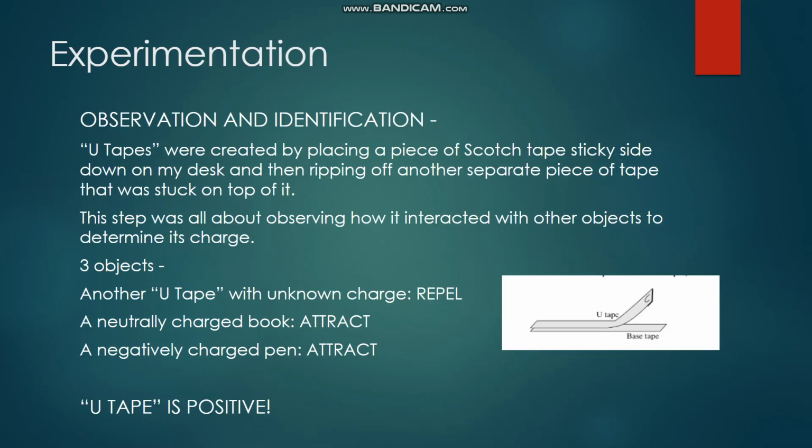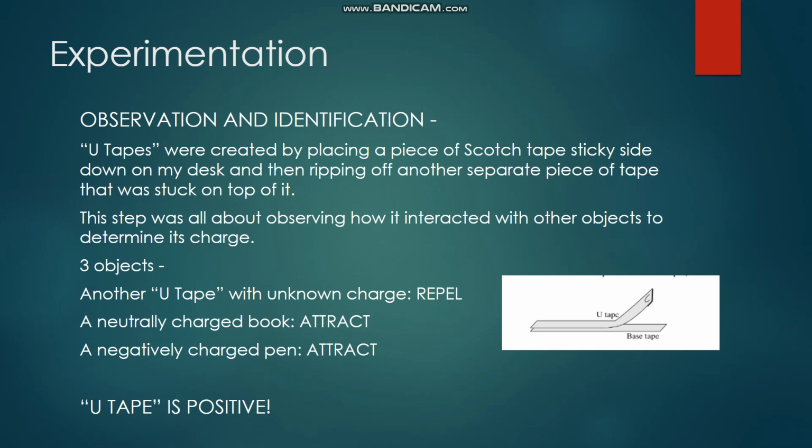So for experimentation, it was two separate parts. You had the observation identification, which was the first part, and in this part, what we did was we created these U-tapes by placing a strip of tape on top of our desk and then another one on top of that and ripping it off, and then supposedly it had some charge and we needed to identify what that charge was. So how we did this is we took three other objects, another U-tape, a neutrally charged book, and a negatively charged pen, and we saw how they interacted.